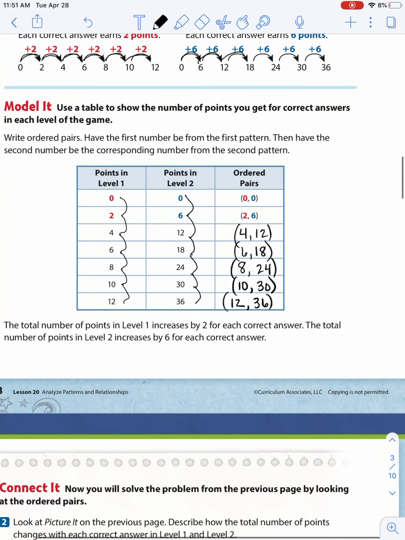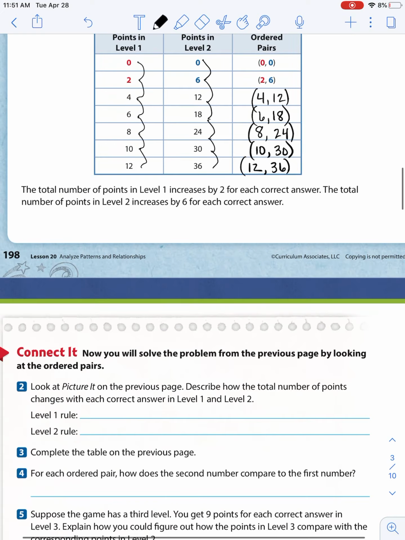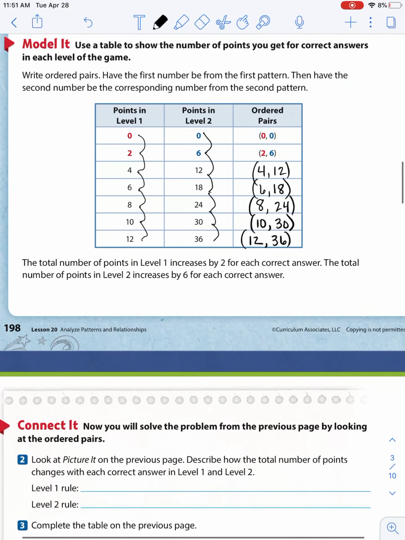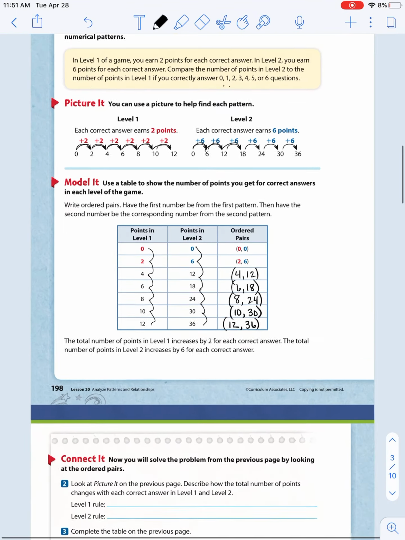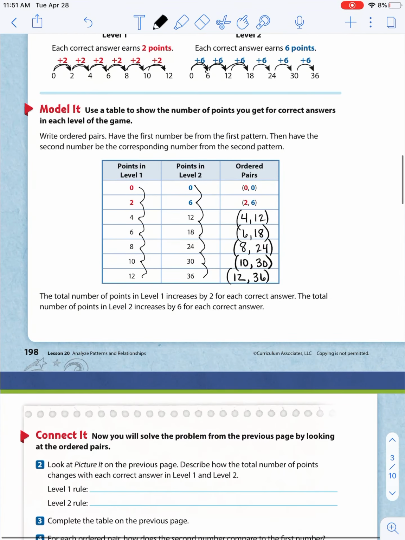Okay? Simple enough, right? Look at the picture on the previous page. That would be our number line up there. Okay? Let me shrink this down so we can see both at the same time.